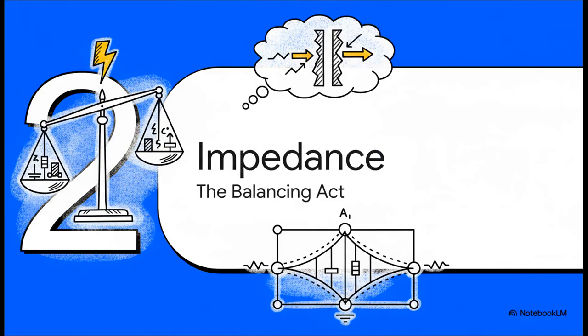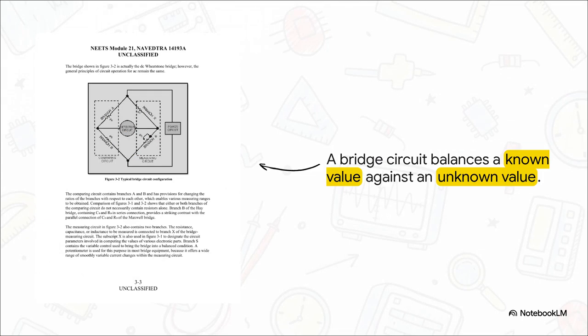Okay, let's start with our first big topic, impedance. In the simplest terms, it's just the total opposition that a circuit puts up against an alternating current. And to measure it with real precision, we use this super clever tool called a bridge circuit. The best way to picture it, think of one of those old-timey balancing scales, but for electricity. The concept here is actually pretty genius.